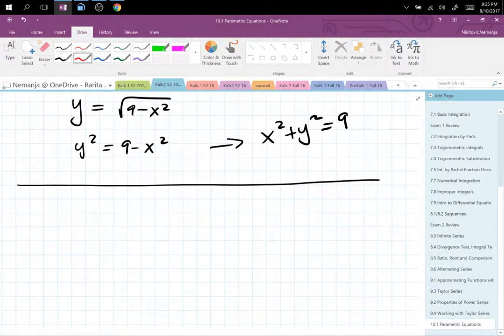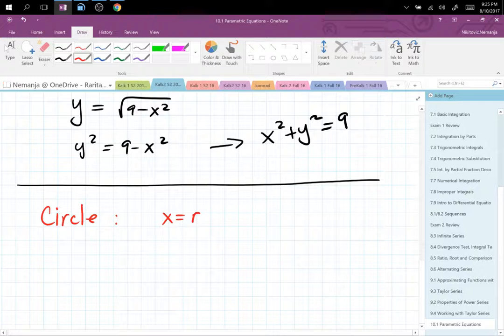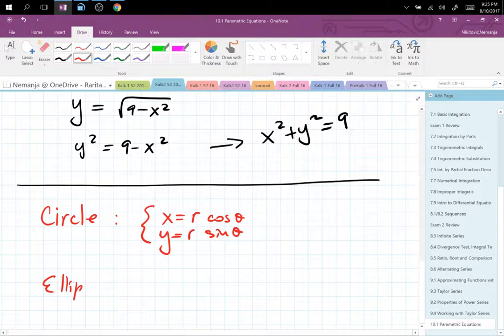So now I want to make the air quotes definition over here about the circle. Parametrization for the circle is x equals r cosine theta, y equals r sine theta as the set. More general, which is the ellipse, is going to be x equals a cosine theta, y equals b sine theta. Not r, sorry, b.